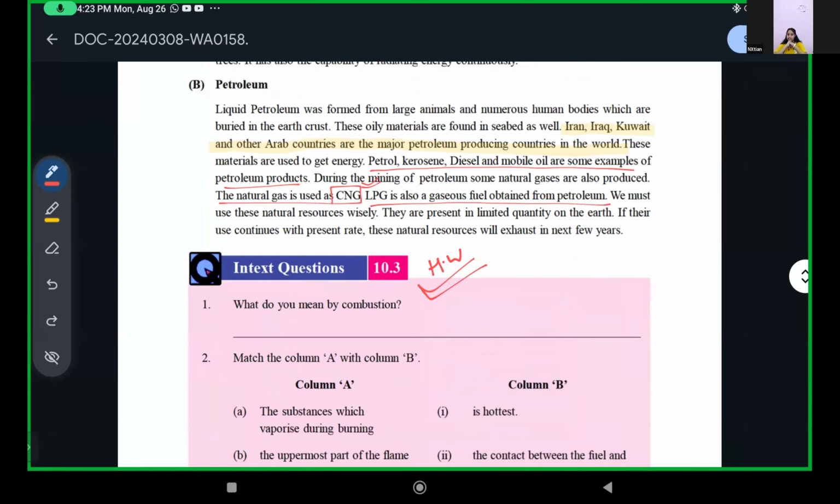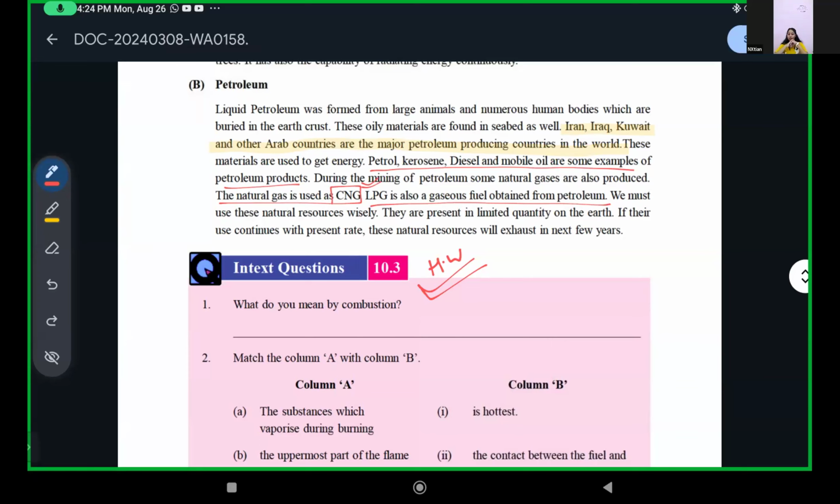Tomorrow, science test is there, so science class will not be there tomorrow. But science class will be there day after tomorrow, so we will begin with a new chapter. And maths papers and science mega test papers, chapters 4 and 5, I'll be sharing today evening.